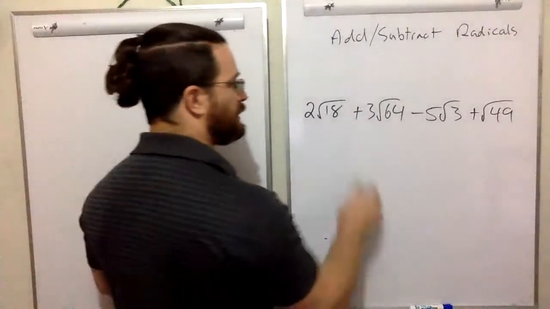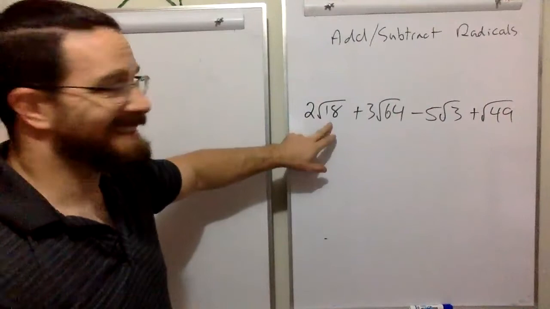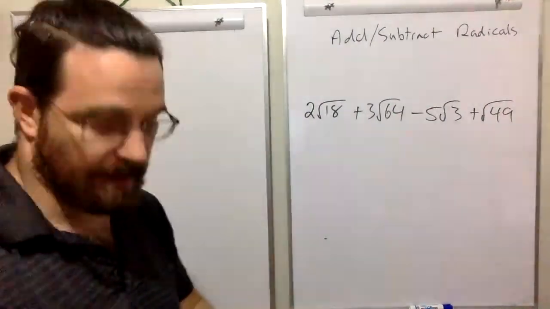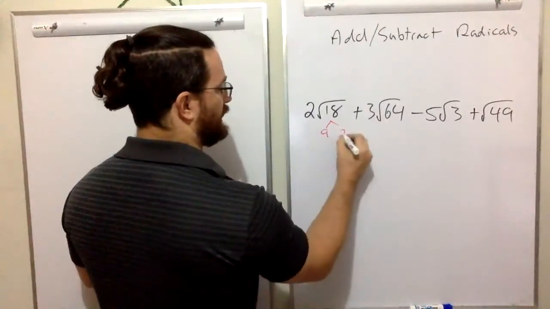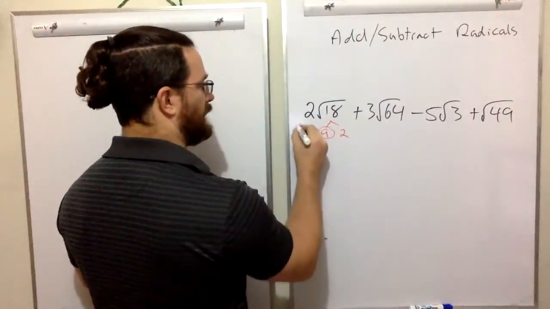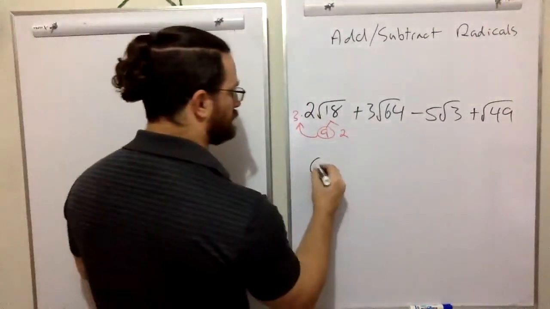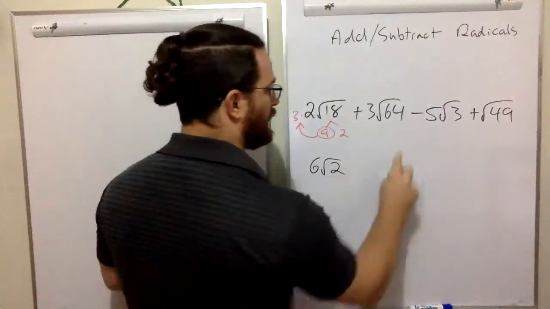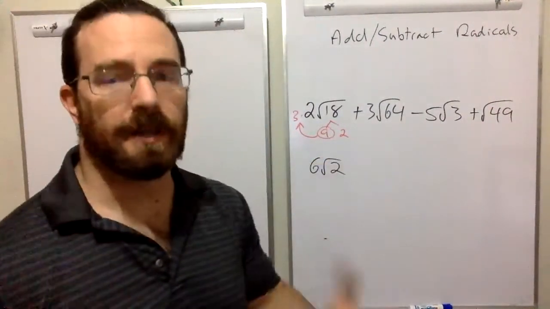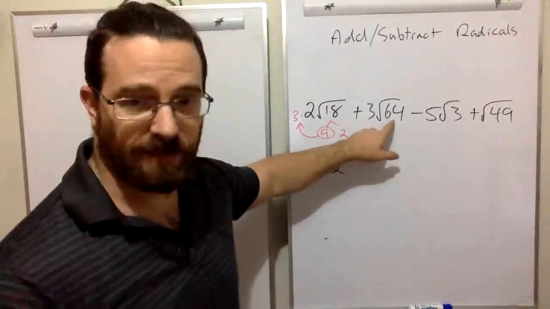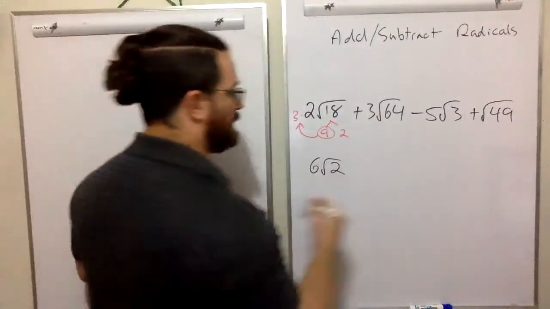All right, so let's simplify radicals first. I look at my first number here, 18. 18 can be divided by 9. So I got to take out the 9. So if this is 9 times 2, this guy comes out as a 3. So that's going to give me 6 radical 2. Next one, 64. Hopefully we recognize 64 is a perfect square. Square root of 64 is just 8. So this is 3 times 8. So that's going to make 24.